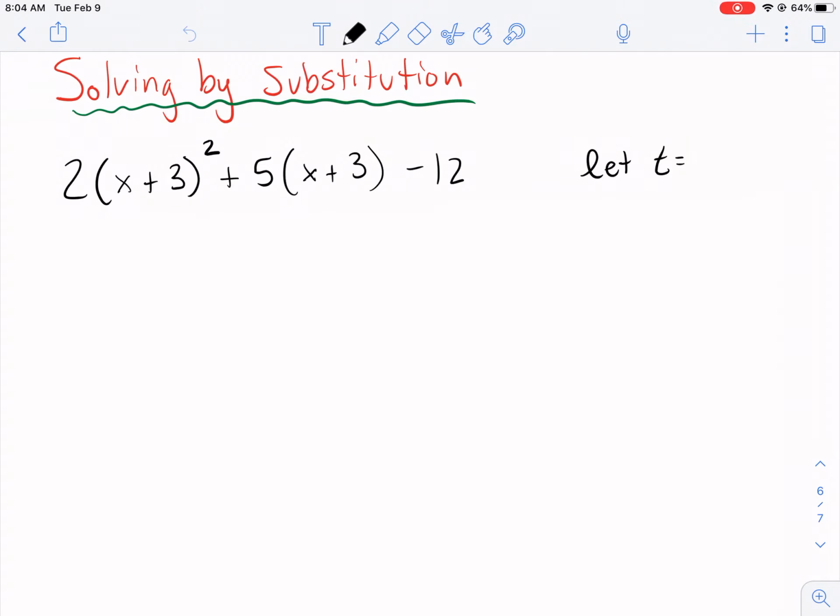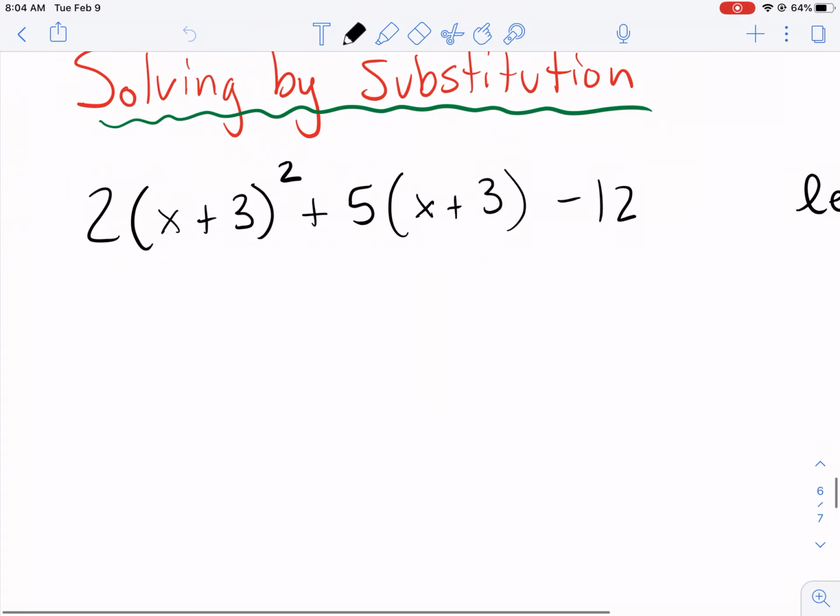Welcome to part 3 of factoring trinomials into binomials. This is the last, probably toughest part. You may see this in more advanced algebra, Algebra 2 classes. It's solving by substitution with factoring. Okay, so we're combining a lot of things here.